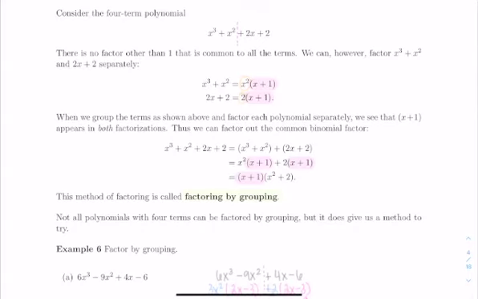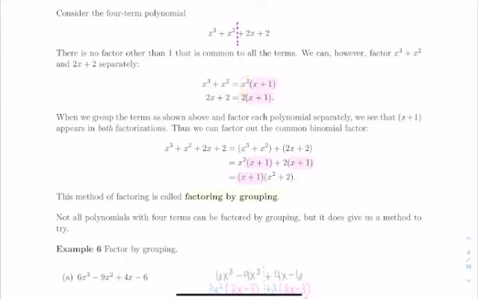So let's consider the 4-term polynomial, x cubed plus x squared plus 2x plus 2. There is no factor other than 1 that is common to all 4 of the terms. However, we can split this down the middle and look at the 2 terms separately. We'll look at x cubed plus x squared, and then we'll look at 2x plus 2.